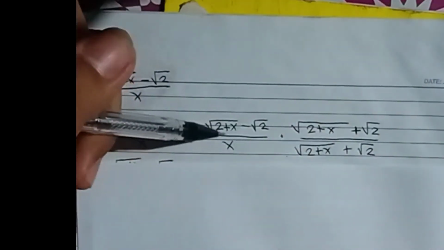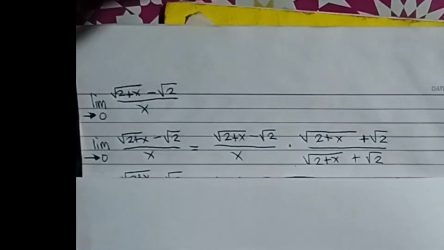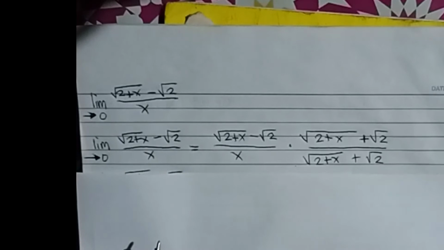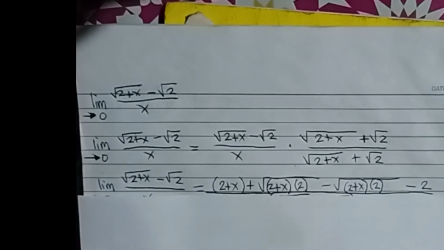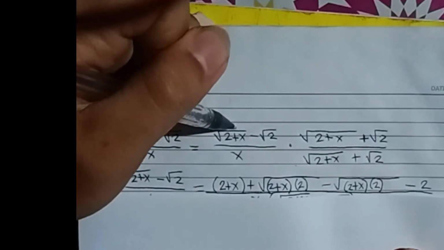Ano pala, since in the numerator it is both binomial, so we can use FOIL method or distributive method. But in my case, I just use distributive method para madali. FOIL method, madali lang naman. It's up to you. So, square root of 2 plus x, ito muna. Square root of 2 plus x times square root of 2 plus x.